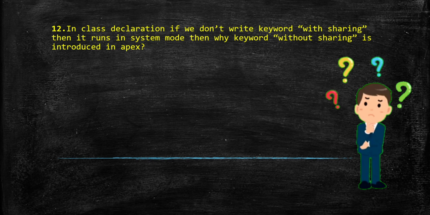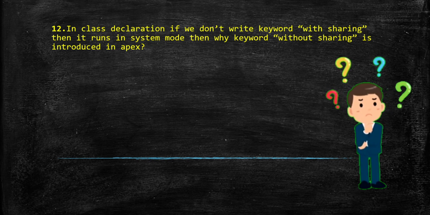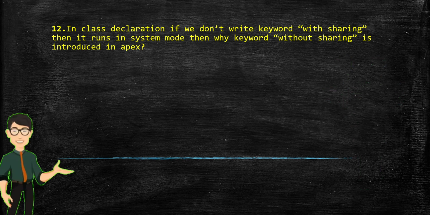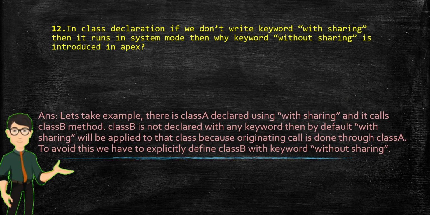In a class declaration, if we don't write the keyword with sharing, then it runs in system mode. Then why was the keyword without sharing introduced in Apex? This is one of the most basic and important questions asked by every recruiter. Let's take an example.